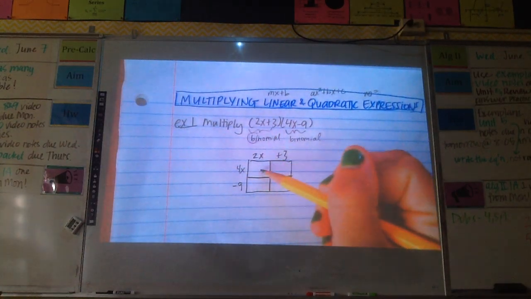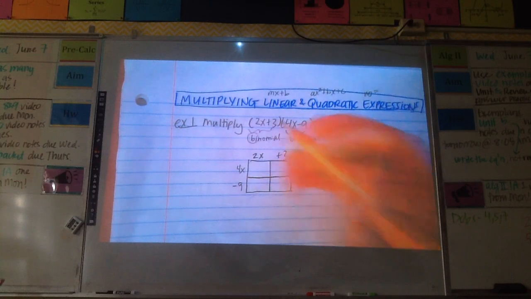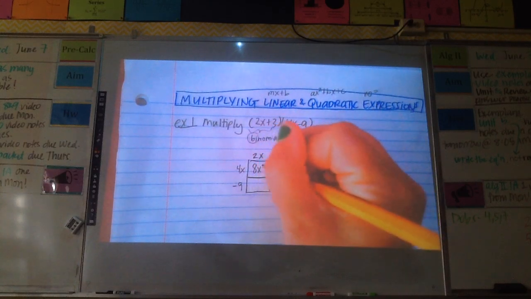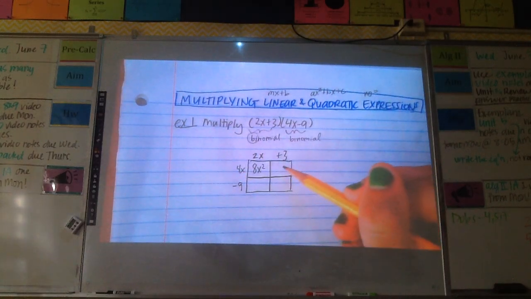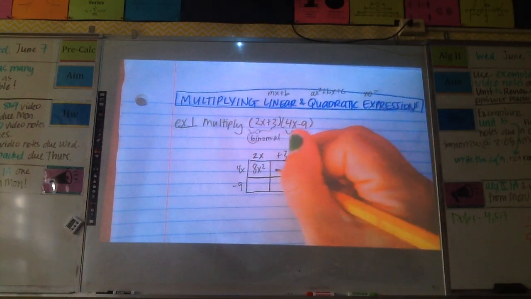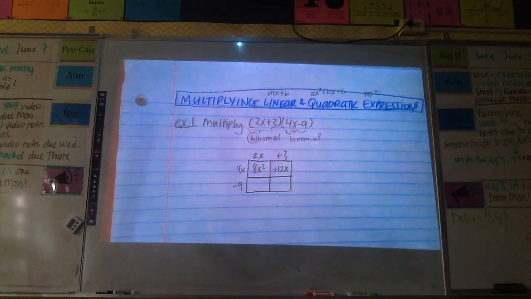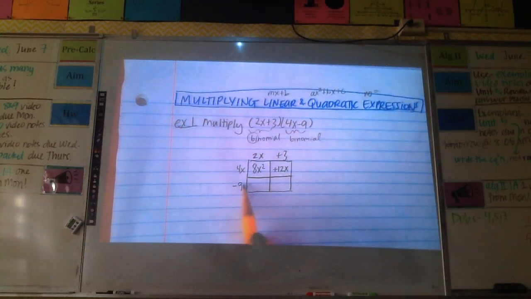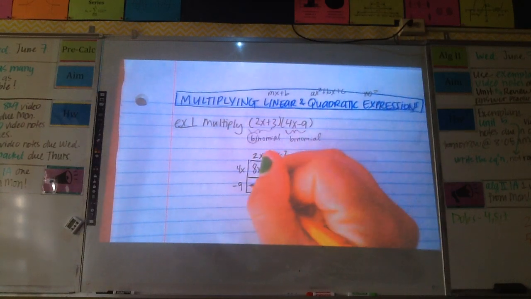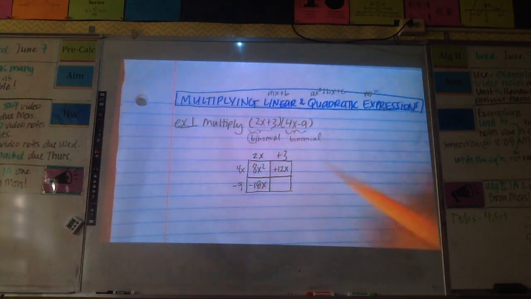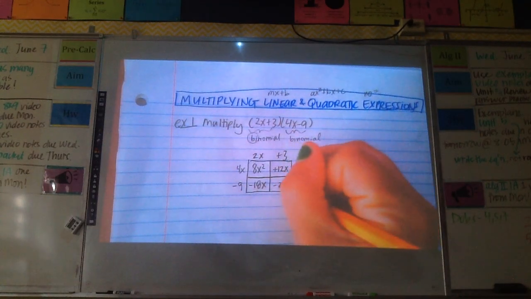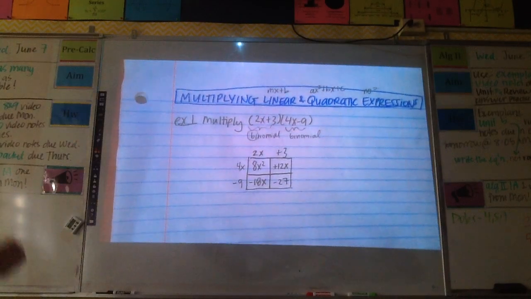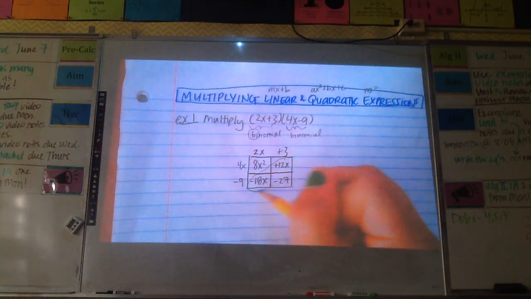4x times 2x, that product will go in this box. 4x times 2x is 8x squared. I'm going to multiply in this box 4x times positive 3. That gives me positive 12x. In this box, I'm multiplying negative 9 times positive 2x. That gives me negative 18x. Here, I'm multiplying negative 9 times positive 3. I get negative 27.